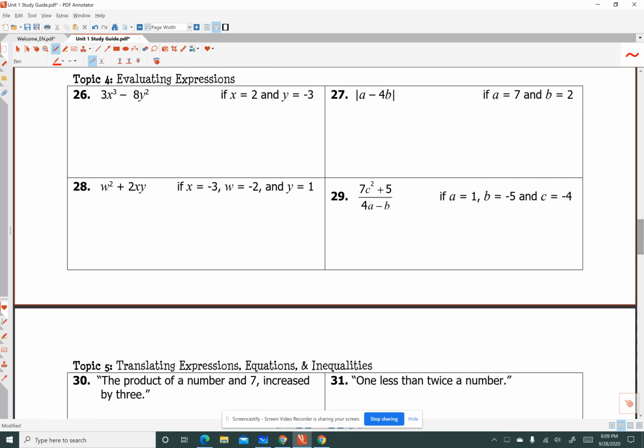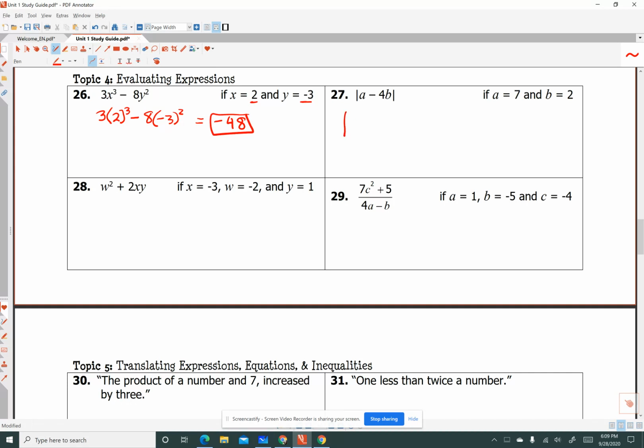Evaluating expressions. So we've got, if x equals 2 and y equals negative 3, always use parentheses. So x equals 2 times 2 to the third. This stays outside, minus 8, negative 3 to the second power. And when we evaluate all of that, I'm going to go a little fast here, it will equal negative 48. Just be careful with your substitutions.